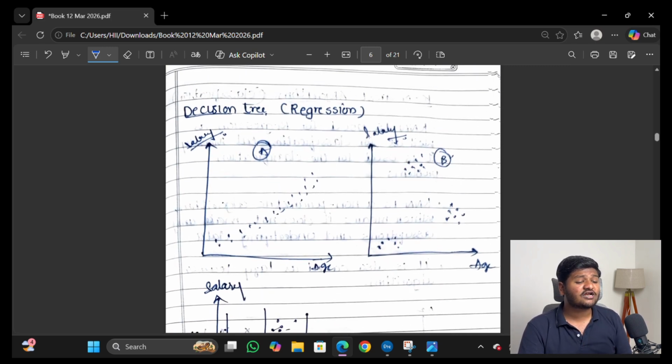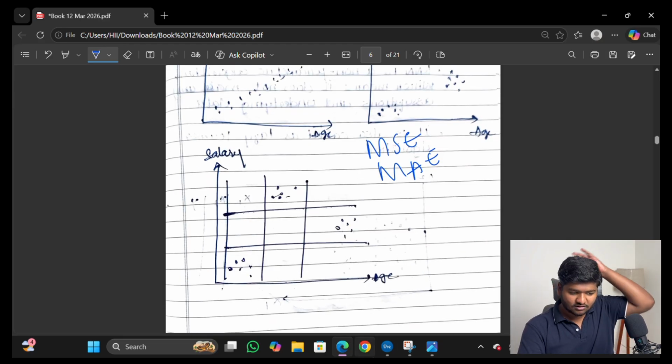So how will the decision tree work in regression? Now you need to understand how this will work. It doesn't work on impurity. It doesn't work on information gain. Here it works on something called mean squared error or mean absolute error. Let me quickly show you the demo.